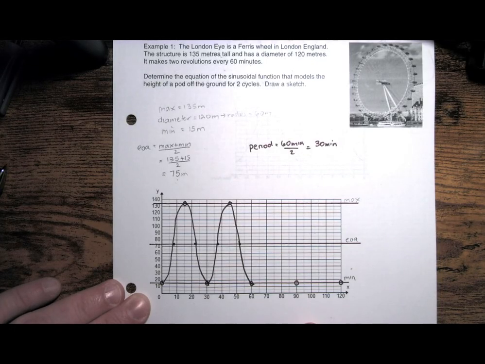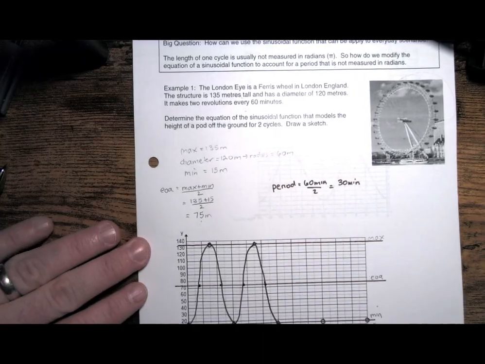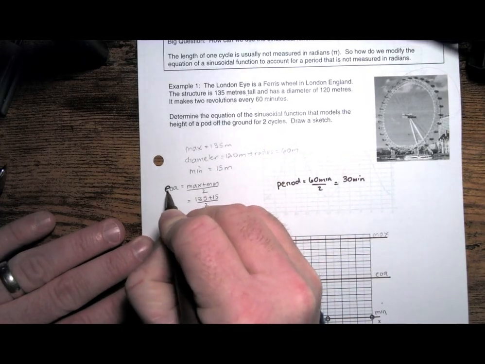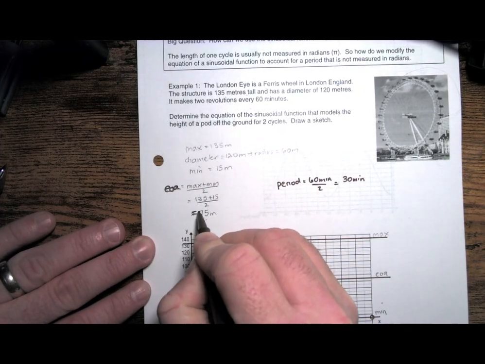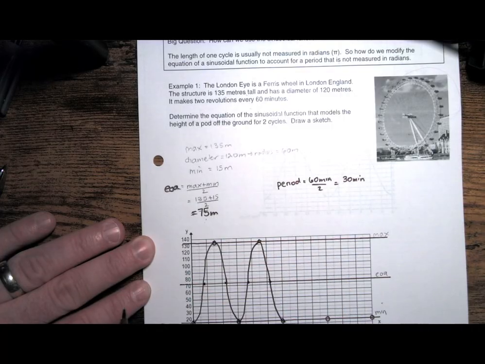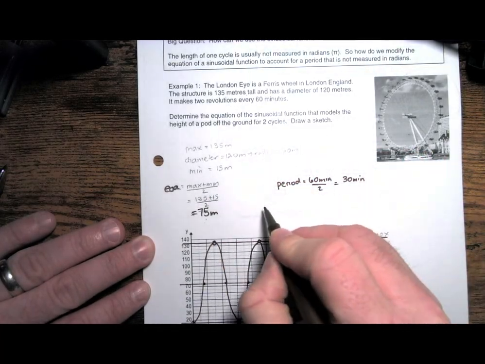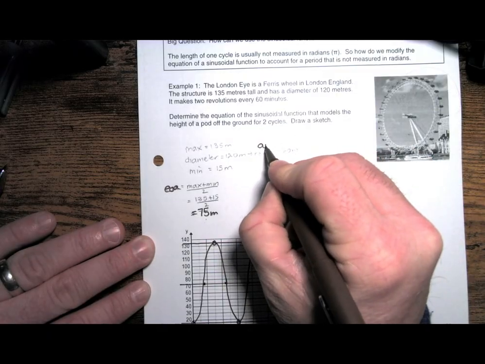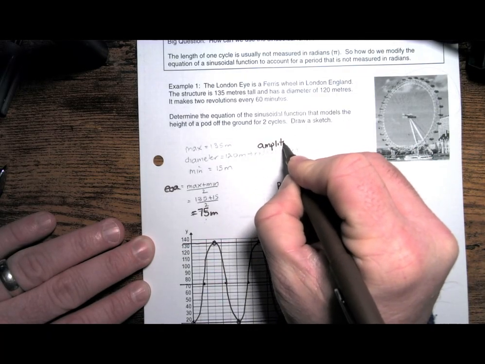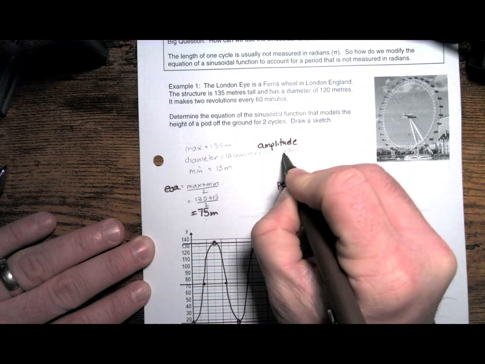What we're going to end up doing now is finding the equation. So we know that our EOA is part of our equation. We know that our amplitude, and our amplitude in this case is going to be our radius.